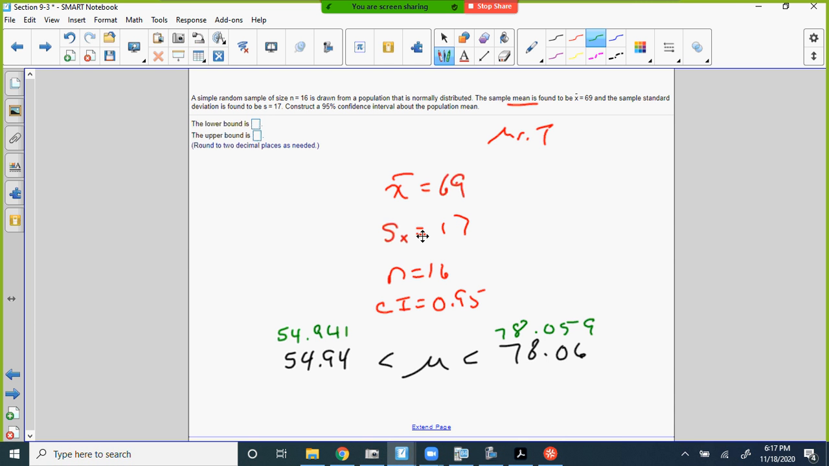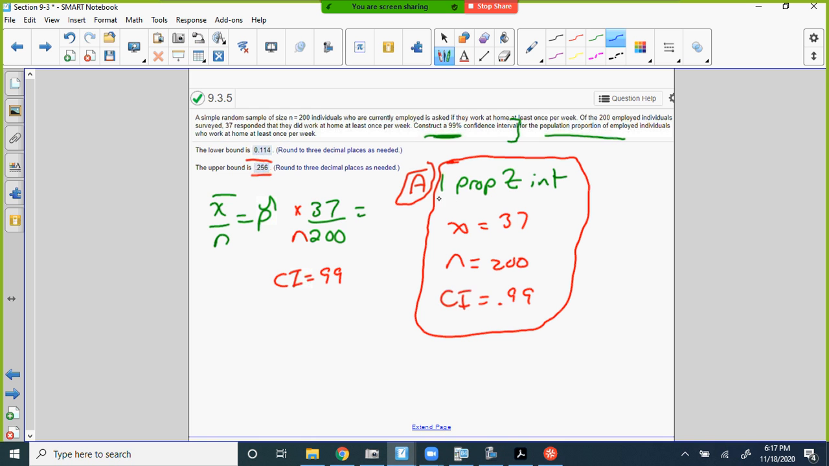I do what now? No, no, no, no. Look at that. What does that say right there? What did I keep saying right there? A one proportional Z confidence interval, right? How do I know it's a one proportional Z? Look, there's no mean in here, is there?